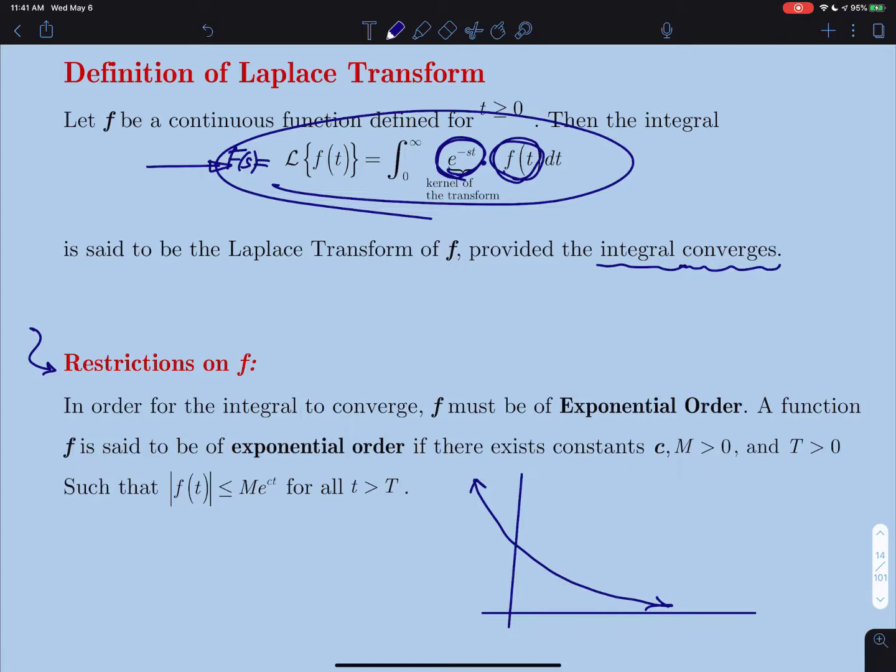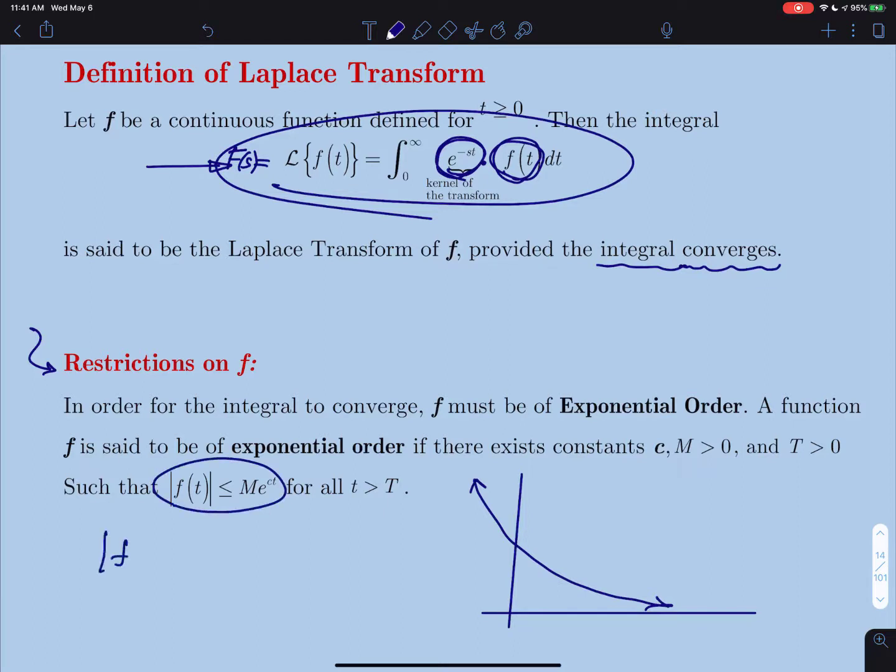So therefore we say f must be of exponential order, which means basically that if you use a function that grows much more erratically and faster than the negative st decays, then that integral won't converge, because the minus st won't be strong enough to control f of t, and the integral will go out of control and obviously won't converge.